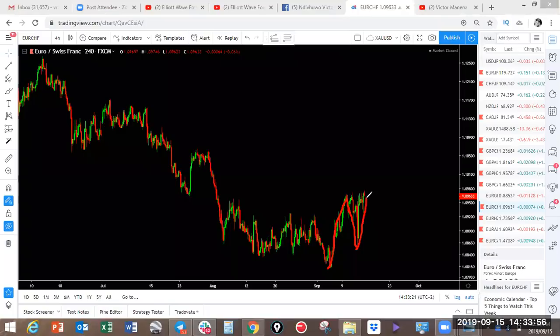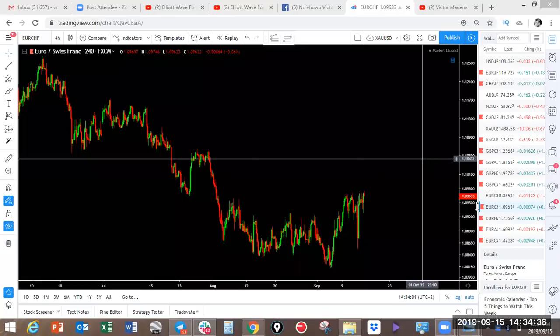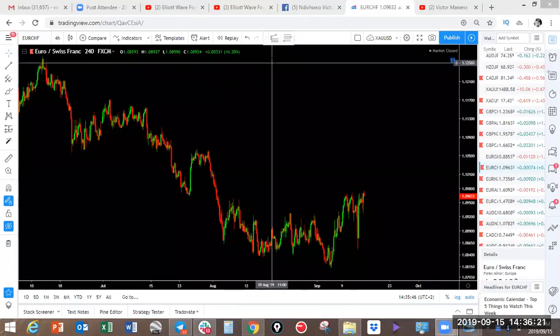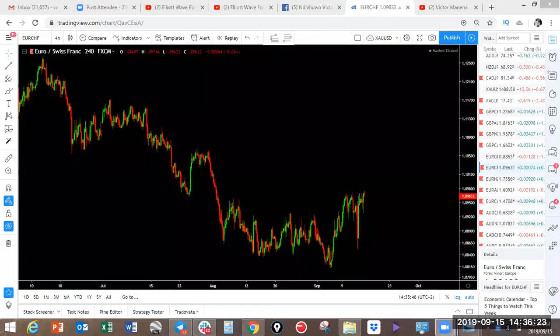Now we've got an impulsive move up. We got a correction here. We're looking for continuation to the upside. So that's what's happening on the euro pairs. We're looking for a resumption of the move to the upside. So this is what we're expecting on the euros to start the move to the upside. So that is Euro Swiss.